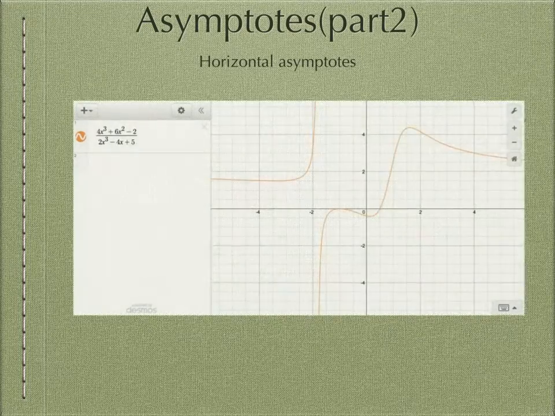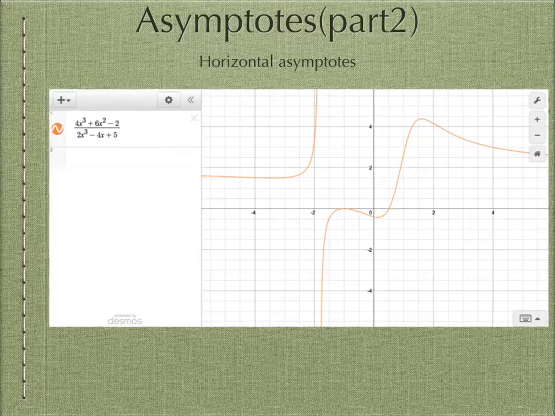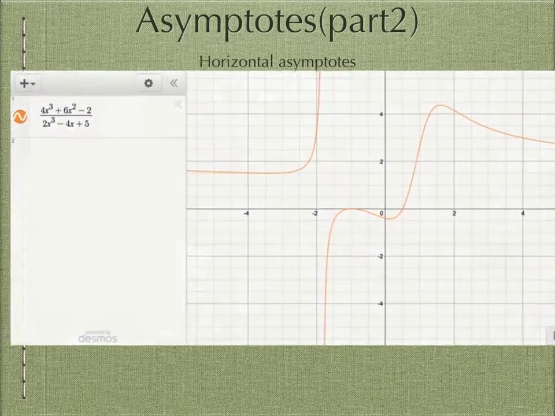The second part is horizontal asymptote. There's a right way and there's an easy way on this. First we'll try the easy way. We take the highest power. If the highest powers are equal, it's just the ratio of the coefficients, which is 4 over 2. As you can see, it's 2.